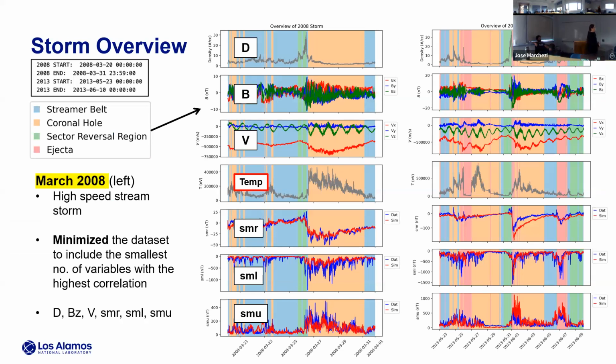And for this study, we wanted to look at two storm events. We have a March 2008 storm, which is on the left-hand side, as well as the 2013 storm. For the sake of time in this talk, we're only going to focus on 2008, a high-speed stream storm. Essentially, we got a bunch of variables from both the magnetospheric side and the solar wind, and we minimized the data set to include the smallest number of variables with the highest correlation for the study. So our inputs wound up being the density, the Z component of the magnetic field, velocity, and three SuperMAG indices: SMR, SML, and SMU.